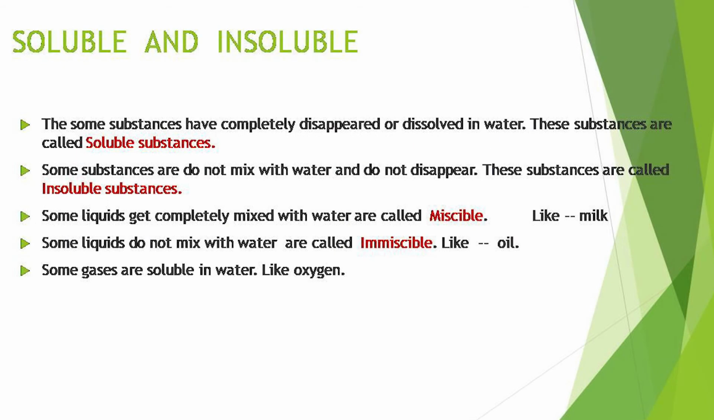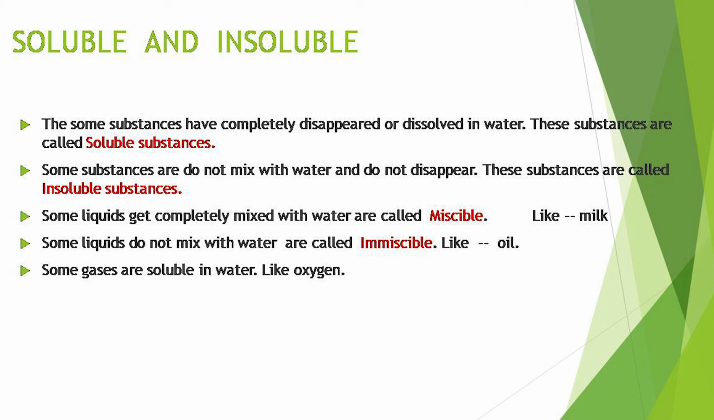Now, the next property is soluble and insoluble. Some substances completely disappear or dissolve in water. These substances are called soluble substances. Some substances do not mix with water and do not disappear. These substances are called insoluble substances. Some liquids get completely mixed with water and are called miscible. And some liquids do not mix with water and are called immiscible.